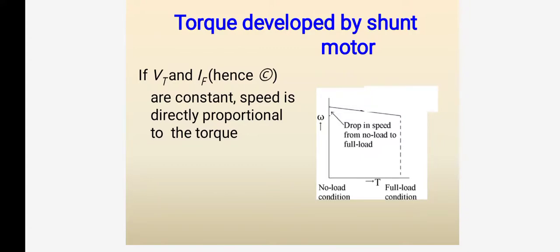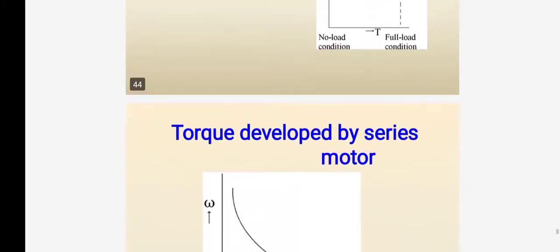If Vt and If are constant, the speed is directly proportional to the torque. You can see the speed omega and torque T between no load condition and full load condition, with Vt and If constant.